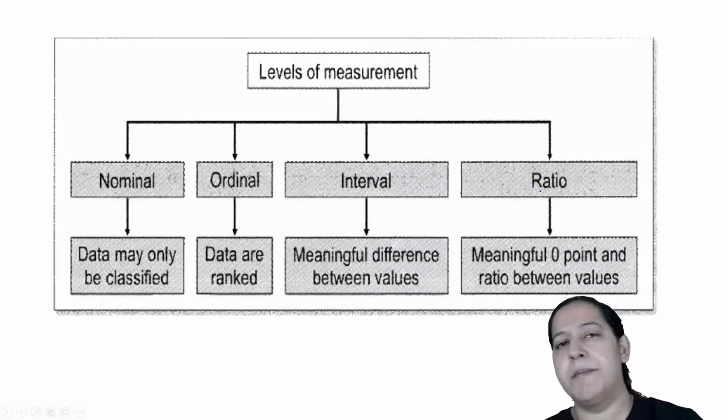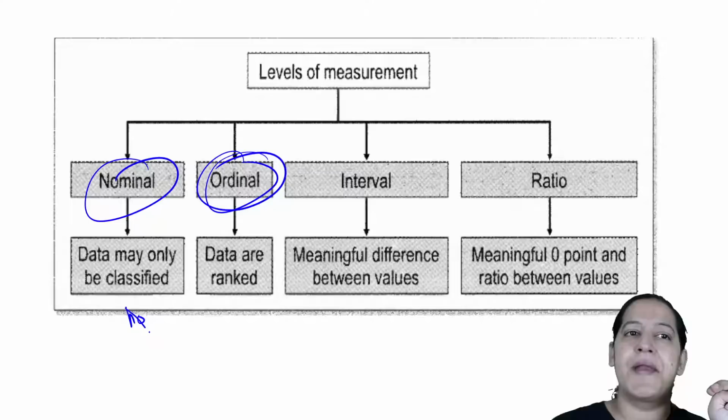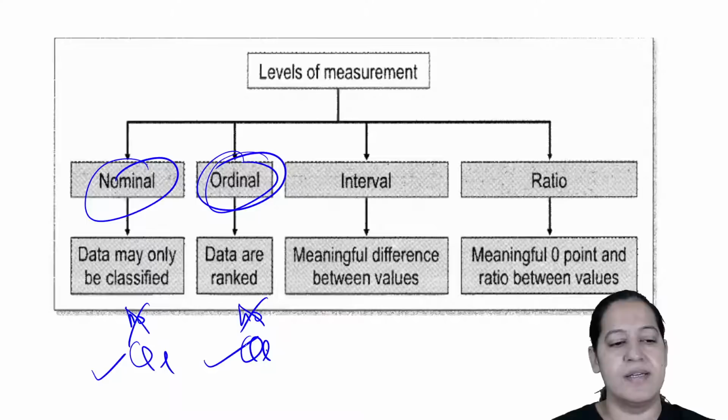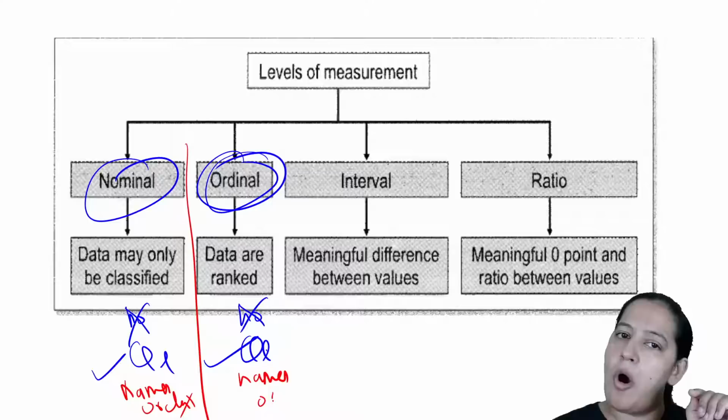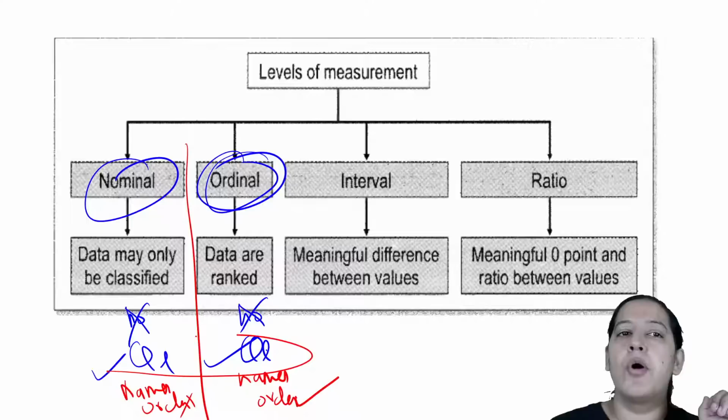So we are done with nominal and ordinal. In both of them, numbers are absent. In both of them, only qualitative data is there, quantitative data is not there. But in nominal, only names are there, order is absent. Here, along with names, a particular order or ranking or grading is also there. Have you got the difference? Both of them are for qualitative data only.